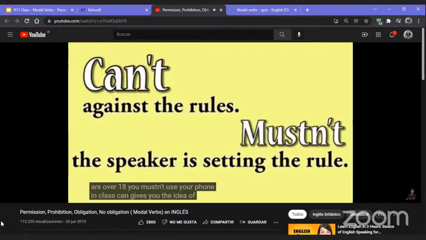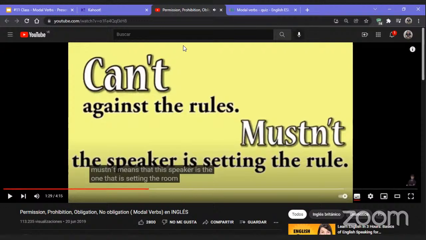Can't gives you the idea of something that is against the rules. Mustn't means that the speaker is the one that is setting the rule. For example, can't: against the rules, for example, in the school, you can't kick a partner. But for example, in your house, when your mom is telling you off or making a prohibition, you must not eat the whole bag of candies, okay? You have those two main differences in there.